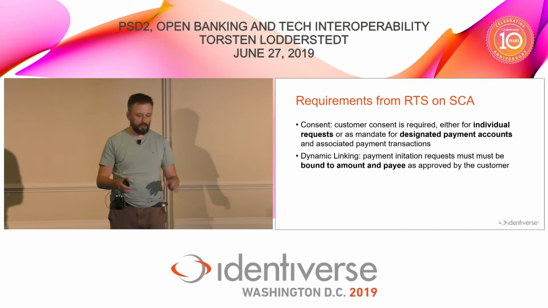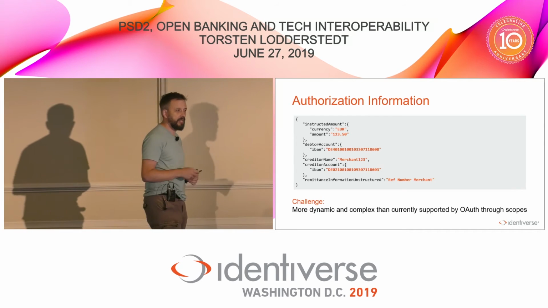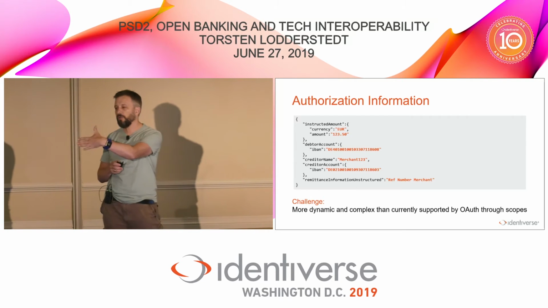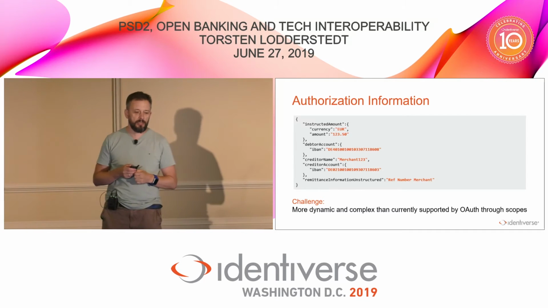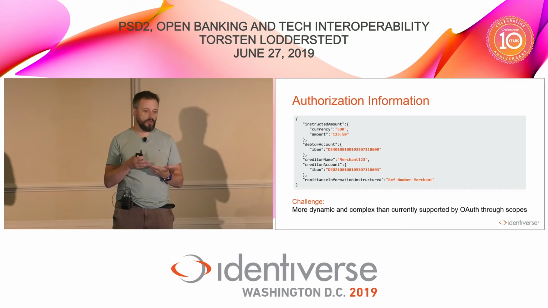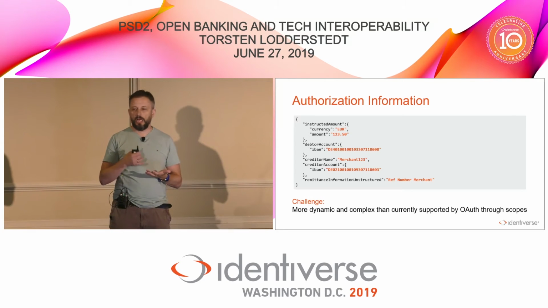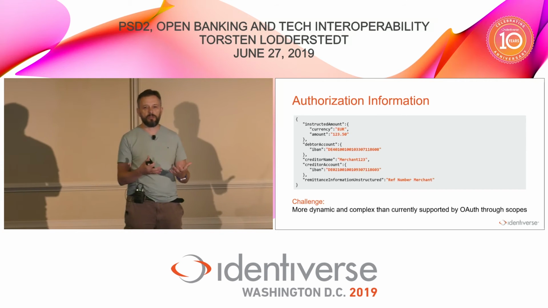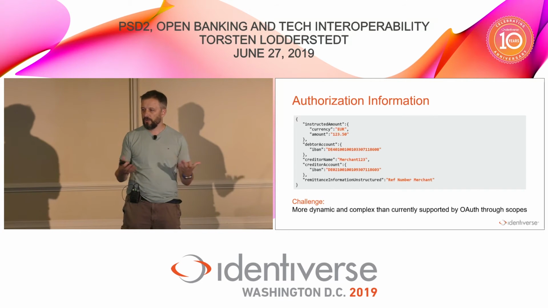That's much too trivial. So this is an example of how the data that needs to be sent into the authorization request looks like. So you've got an amount, a currency, you've got a debtor account, creditor account, and so on. So clearly, you can't really convey that into the authorization process using a simple scope.